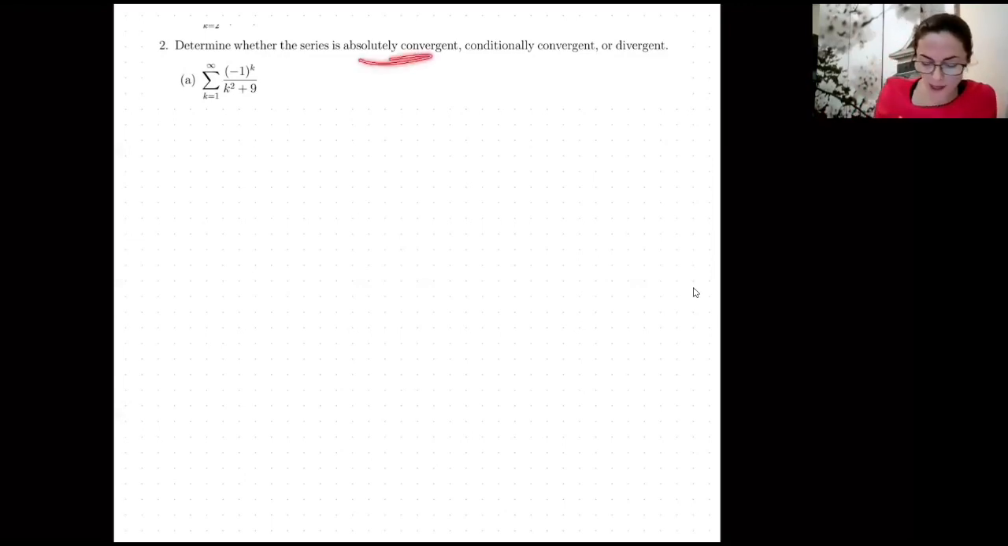Now next, I'm going to look at this one. Is it absolutely convergent? So let us figure that out. If that fails, then I would do an alternating series test. So let's look at the absolute value of a_k, which is 1 over k squared plus 9. If I look at this sum, this will converge.